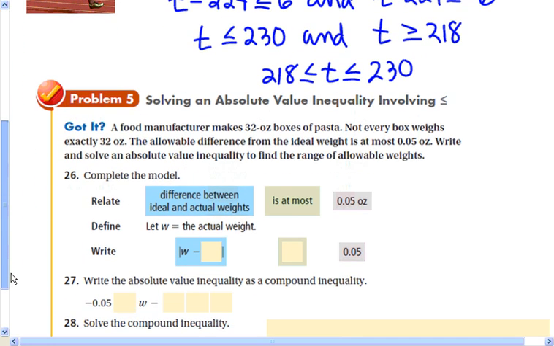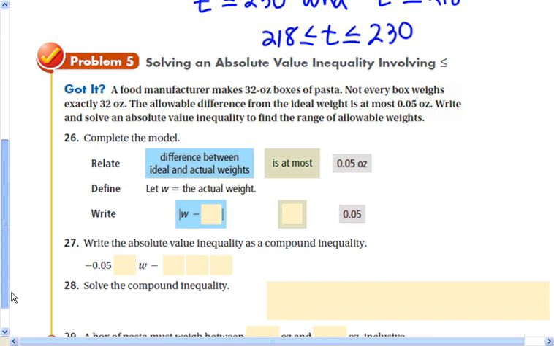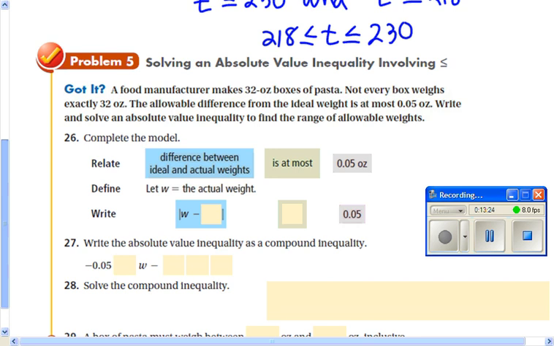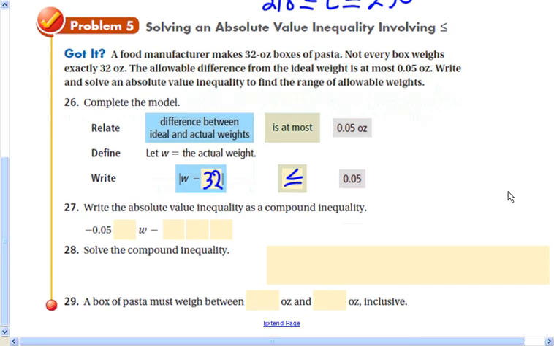All right, so let's check this one out. A food manufacturer makes 32-ounce boxes of pasta. Not every box weighs exactly 32 ounces. The allowable difference from the ideal weight is at most 0.05 of an ounce. Right? And solve an inequality to find the range of allowable weights. So we're going to write the absolute value of W minus 32. So in other words, the difference between the weight, the actual weight, and the weight the manufacturer wants is at most 0.05. All right, and that inequality represents that.